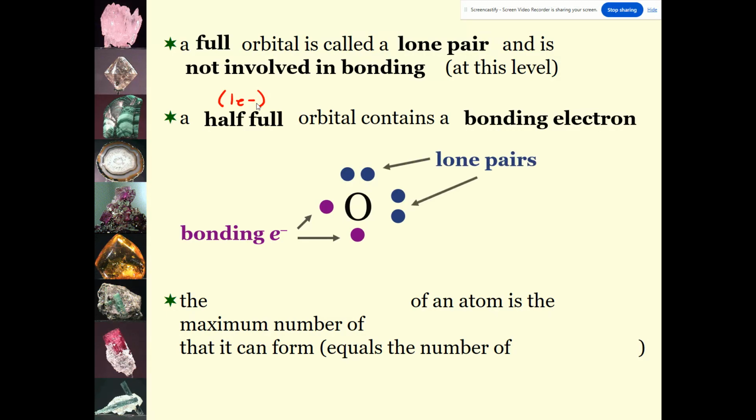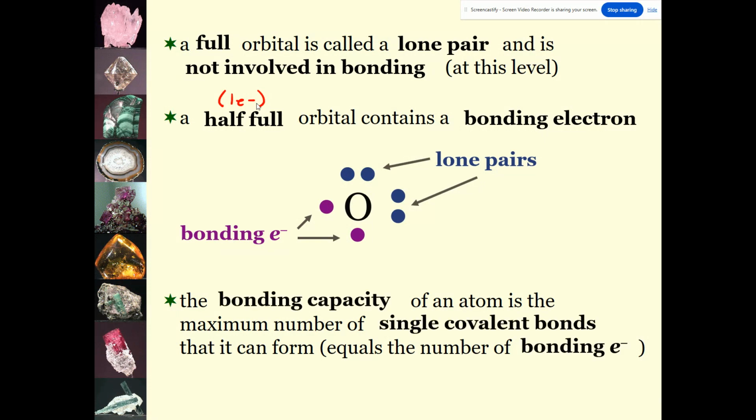Nothing shares those electrons. Those electrons do not need to be shared. They're already paired up and they are stable. The number of bonding electrons also tells us the bonding capacity. So oxygen's bonding capacity is 2. It can form 2 single bonds when we get into molecular compounds. We'll look at how that happens.